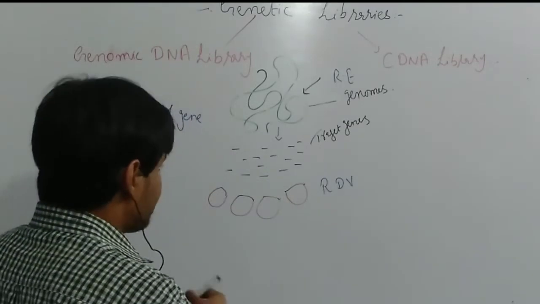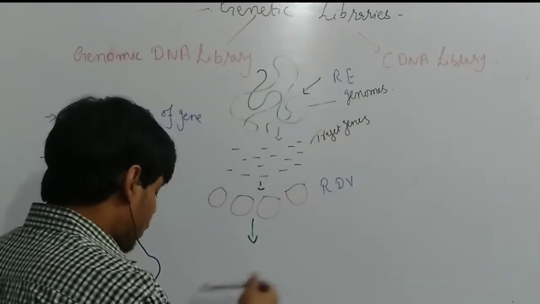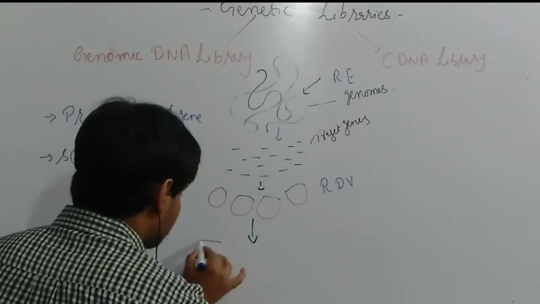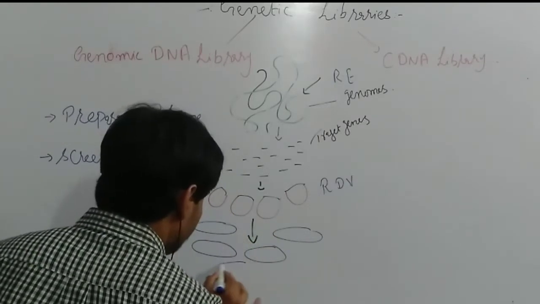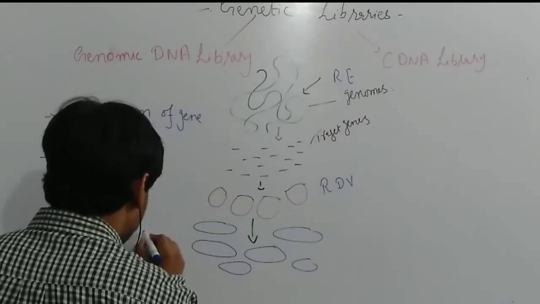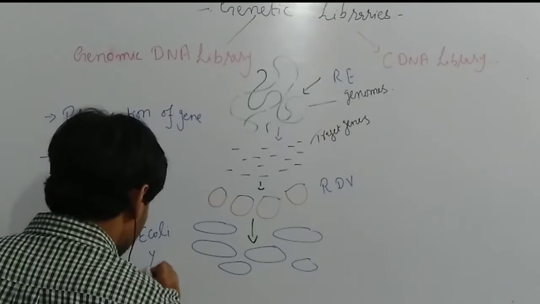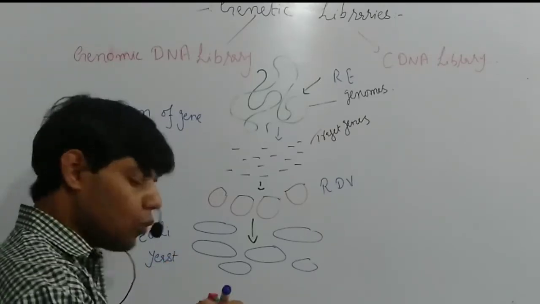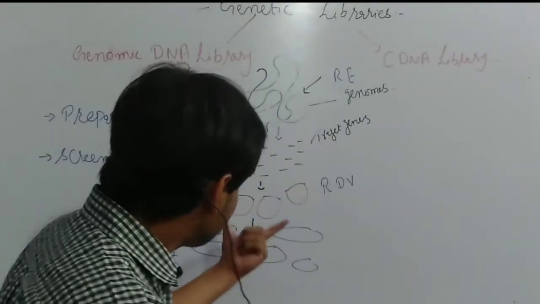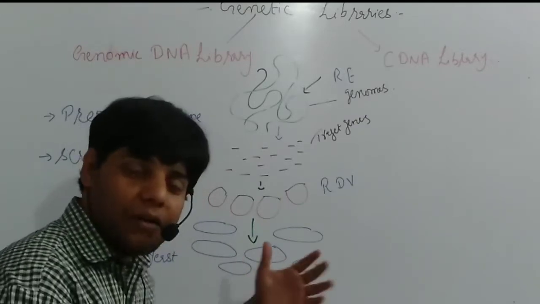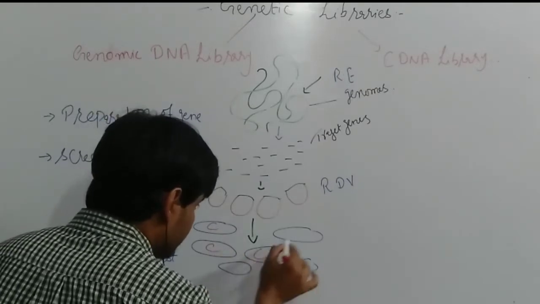Then the next step is that we should transfer this vector to a host cell. Let's say this is the host cell. The host cell could be a bacterial cell, E. coli, or yeast, any kind of cell which can easily take the recombinant DNA vector. Once the host cell receives the vector, let's say some of the bacterial cells can receive the vectors.